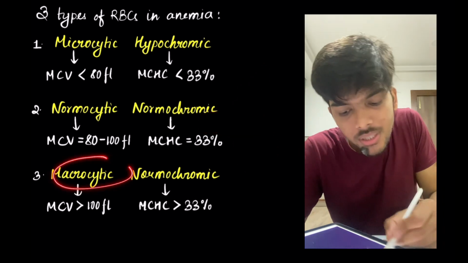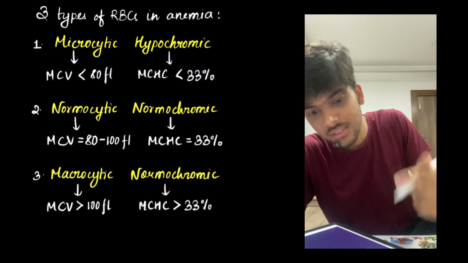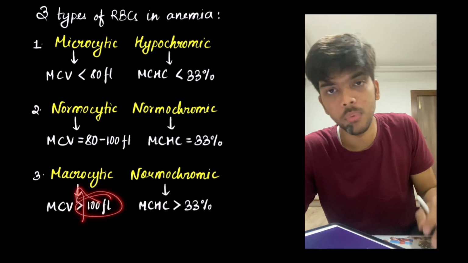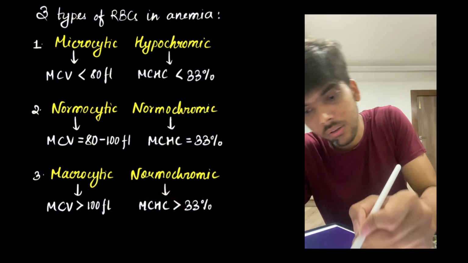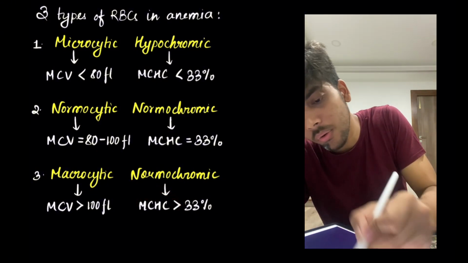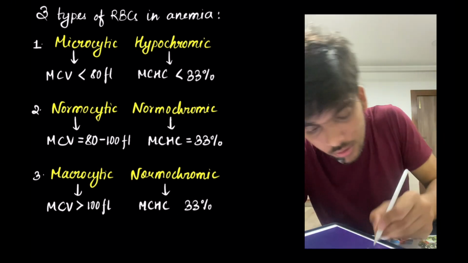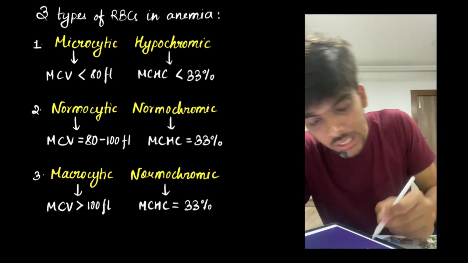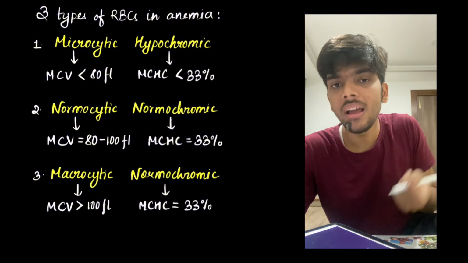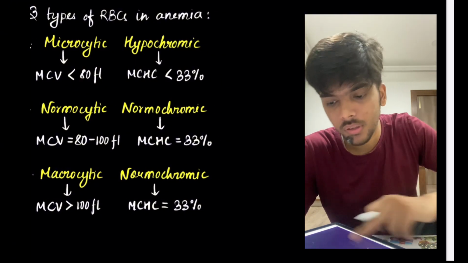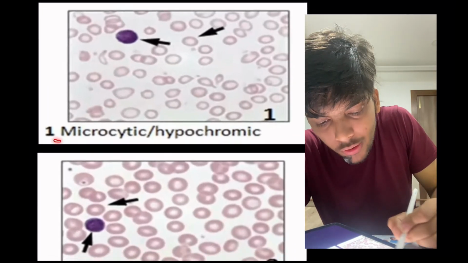Macrocytic normochromic. Macro, large, cytic, size is going to be larger, so it is going to be more than 100 femtoliter. Normochromic, normal colored, so MCHC is going to be, why did I write more than, it's supposed to be equal to, let me change that mistake. All right, MCHC is going to be 33%, that is, there is going to be peripheral 2/3 red and central 1/3 pallor. Here you go, here are all three types. So first you have microcytic hypochromic.